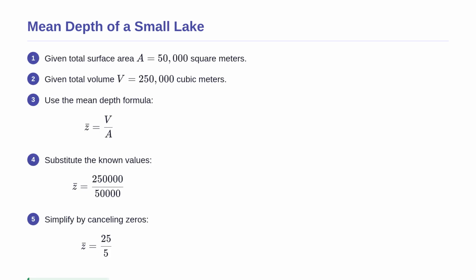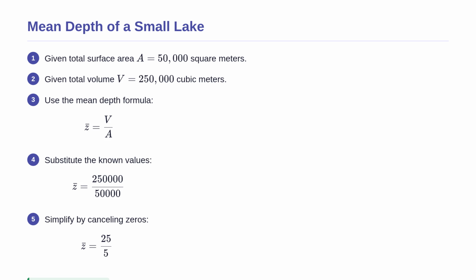Let us apply this formula to a small, circular freshwater lake in a temperate forest. Environmental scientists have surveyed the lake and found a surface area of 50,000 square meters and a total volume of 250,000 cubic meters. We need to calculate the mean depth.